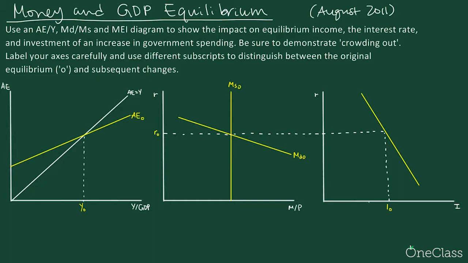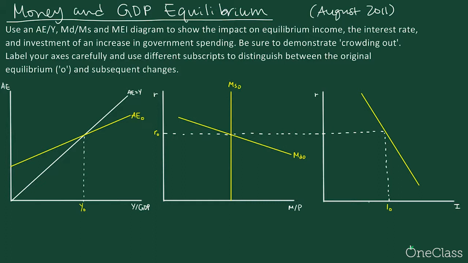For the first graph, we have the aggregate expenditure curve and the 45-degree line where aggregate expenditure is equal to GDP. So at this intersection point, this is the initial equilibrium GDP.